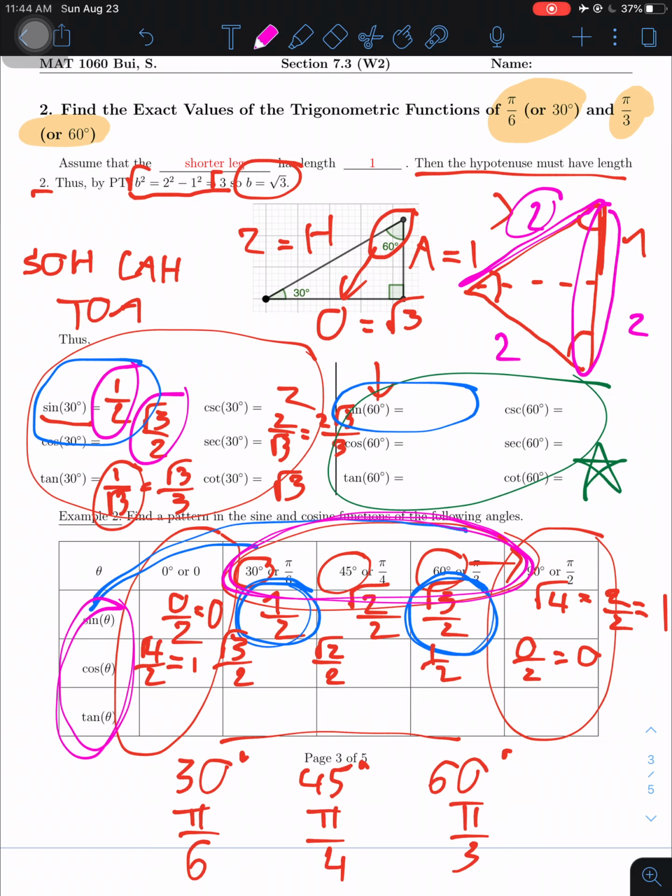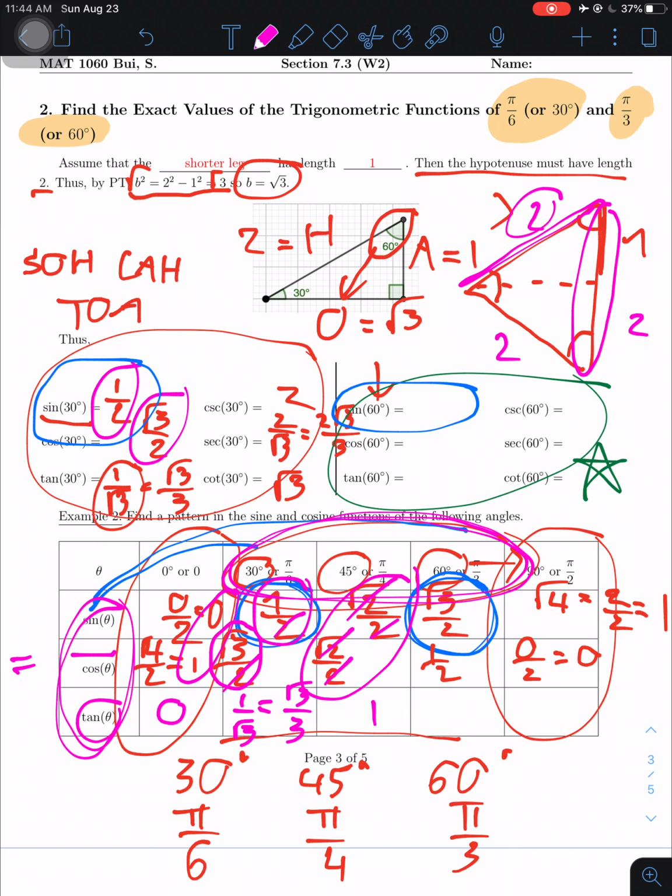Okay, and then we learned from the last section, from 7.2, that tangent in here equals sine divided by cosine, right? So if you do 0 divided by 1, we have 0 in here. If you do 1 over 2 divided by square root of 2 over 2, the 2's cancel out, and you're going to get 1 divided by square root of 3. We rationalize it to get square root of 3 divided by 3. If you do square root of 2 over 2 divided by square root of 2 over 2, well, the 2's cancel out, and also the square root of 2's cancel out, so we get 1.